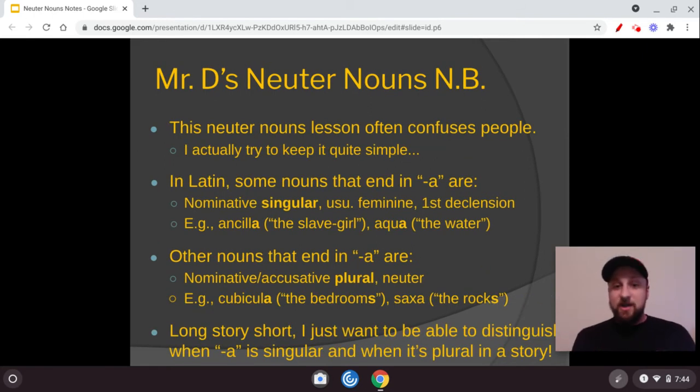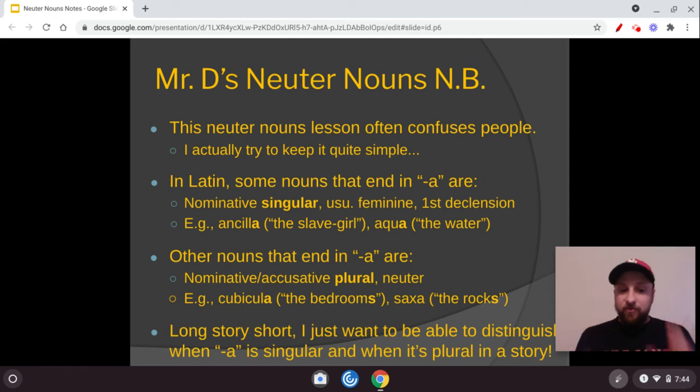As I say here, I have a little NB, a little note for you, because this lesson often confuses people. So I try to keep it simple. We really just need to be able to distinguish: this word ends in -a and it's singular, this word ends in -a and it's plural. For example, a word like ancilla that we've been seeing since stage 1, we know it's one slave girl. If it were plural, it would be ancillae, A-E. Aqua is water. We saw that this year. It's one water, as if you would have more than one water. But in any case, those are the regular forms of the word.